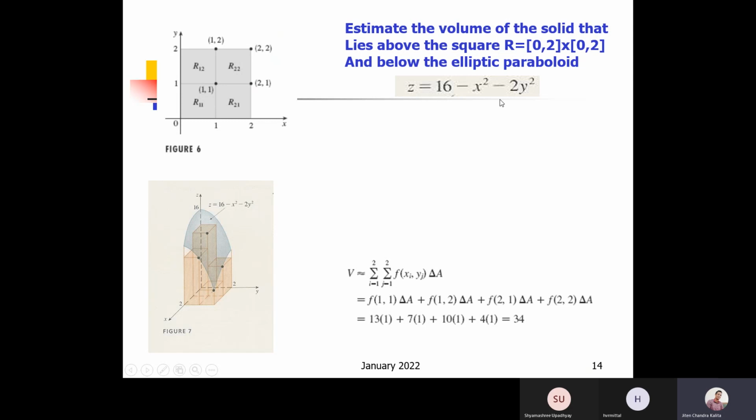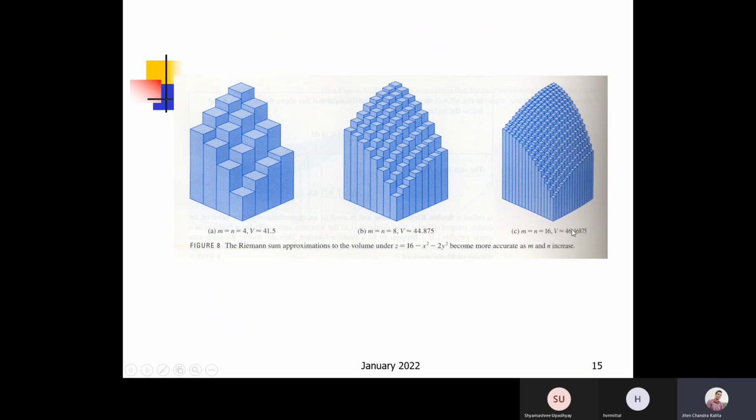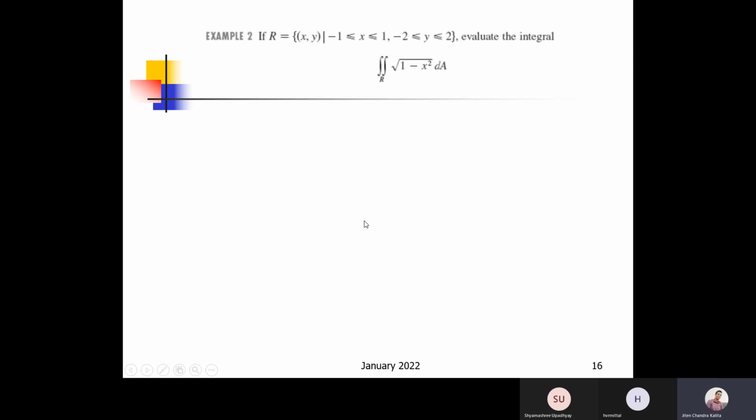Okay, so now I'll just do one example, and I'll walk you through this. Say, estimate the volume of the solid that lies above this square. If you consider simply 4 subrectangles, then the approximate value of the volume is going to be given by 34. Now if I increase the subrectangles, if we go on increasing m, equal to 4 it became 41.5, now it is 44.875, then 46.48675. I don't know the actual value, but they are very close to the actual.